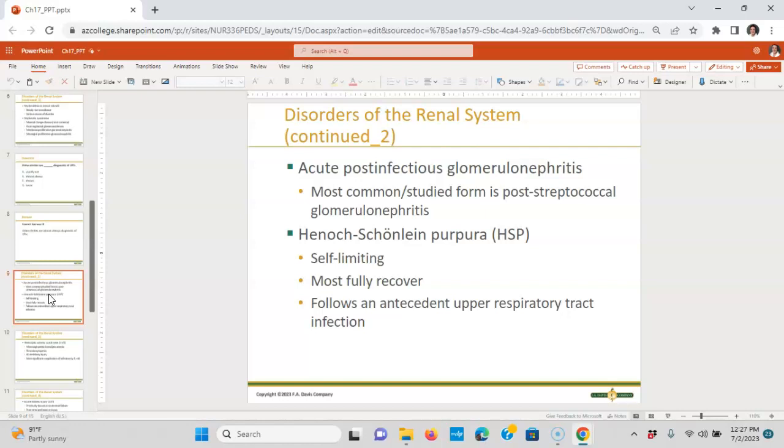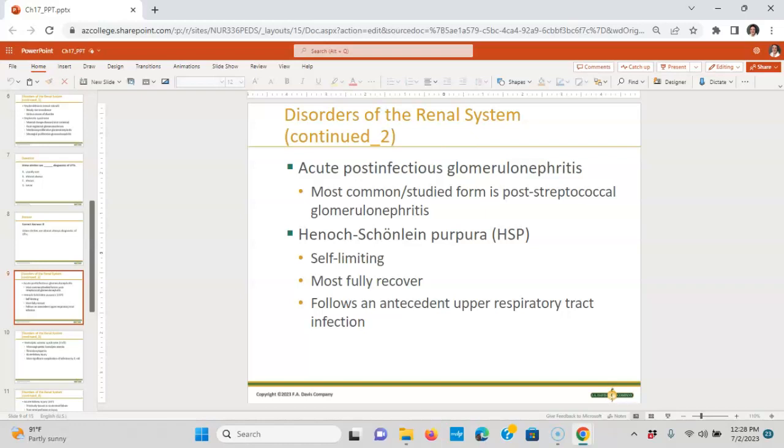Okay, moving on to post-infectious glomerulonephritis. That's an inflammation of the glomeruli in response to a preceding illness, such as a streptococcal upper respiratory or skin infection. And it's usually apparent 10 to 14 days after the acute infection. This affects early school-age children, 95% who recover completely. And the peak ages are 3 to 12.